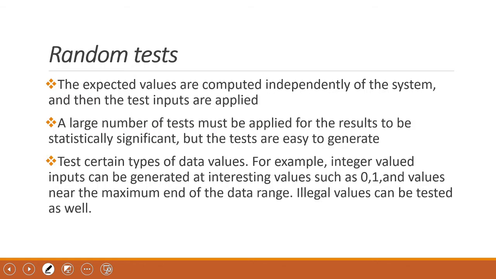Next is called random testing. Random testing is one type of black box testing, and we compute this test independently. A large number of tests can be applied and we can find the output and check whether the program is working correctly for any random input. For selecting the random test input, we write a program for it.